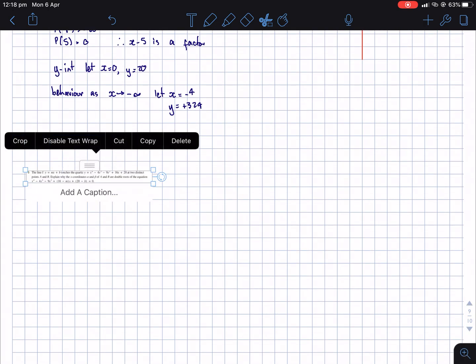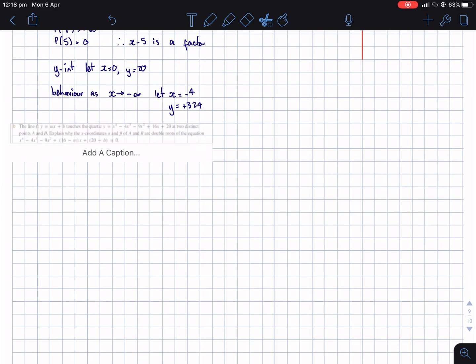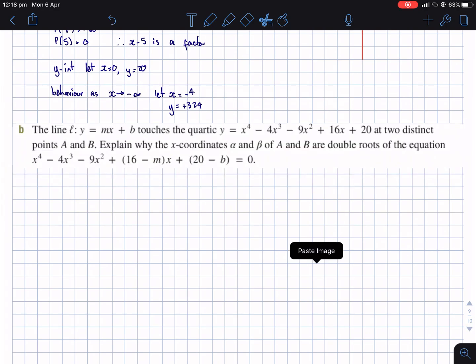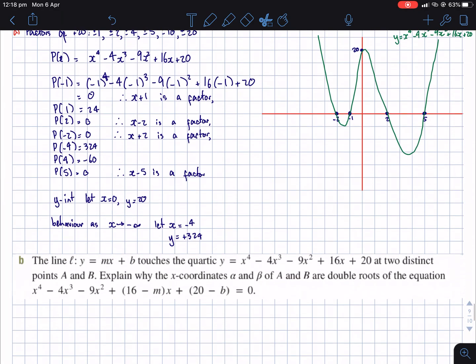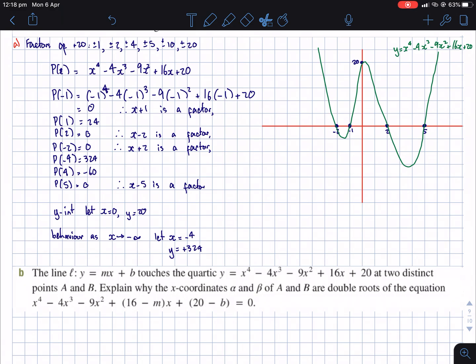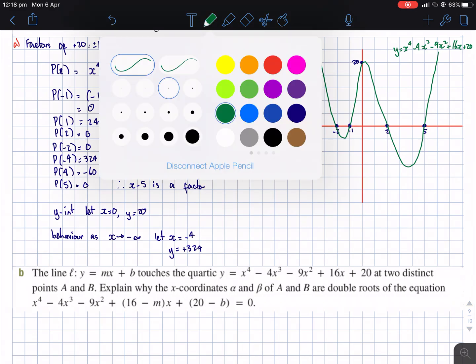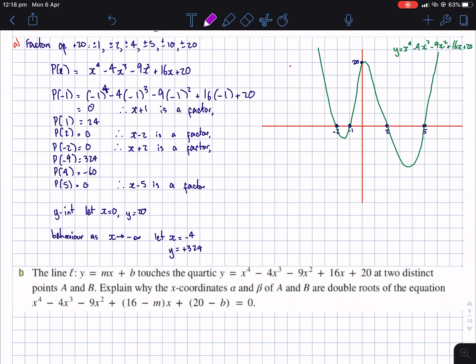Now let's have a look at this question, B. So this line touches it at 2 distinct points. So if I put a line through, it's a straight line. If it just was normal ones cutting there, it's going to cut it at 4 spots. 1, 2, 3, 4. But they're saying it only cuts at 2 distinct points.